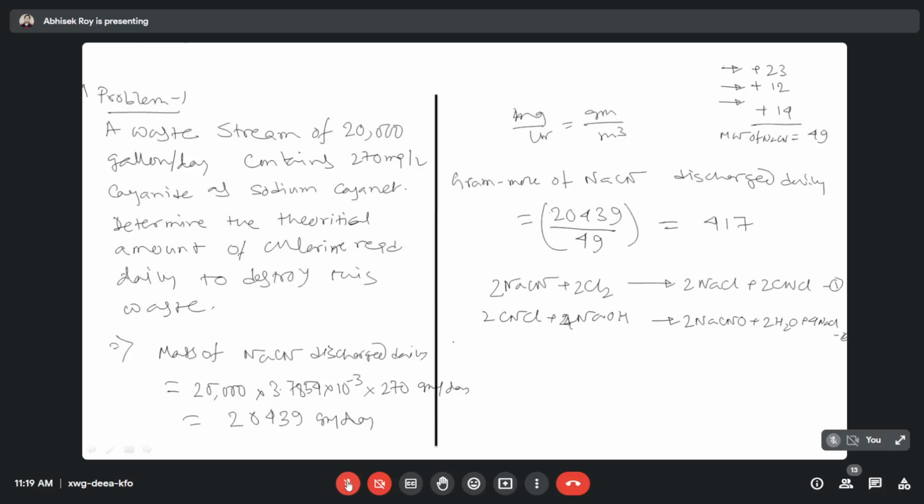Now this NaCNO again you want to convert, right? So NaCNO reaction টা কি লিখেছিলাম? 2NaCNO plus 3Cl2 plus 4NaOH will get converted to nitrogen plus carbon dioxide plus 6NaCl plus 2H2O. So the reaction will happen in this three stage. Now add all these three. So what will happen? You check.